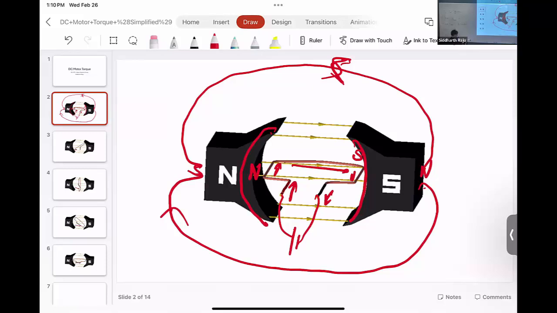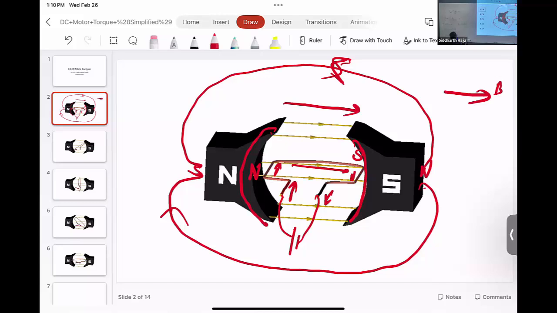Let's say the conductor on your right. So the conductor near the south pole, what is going to be the direction of the force? Is it going to be upwards or downwards? Upwards, thank you. So our magnetic field is along this direction, going from north to south.